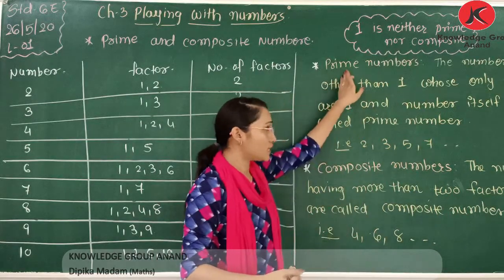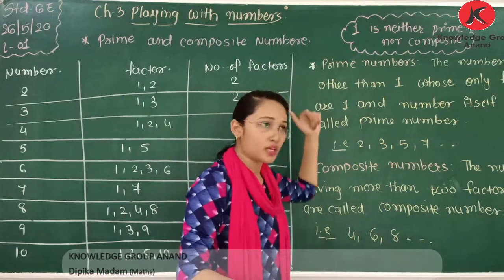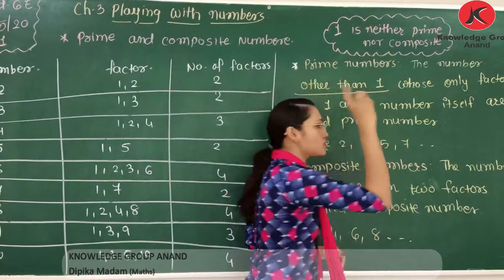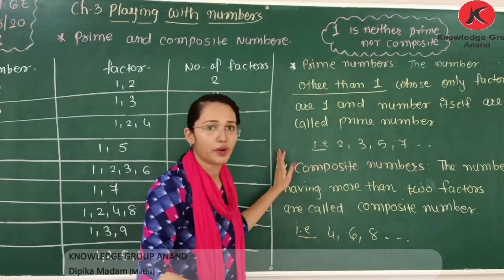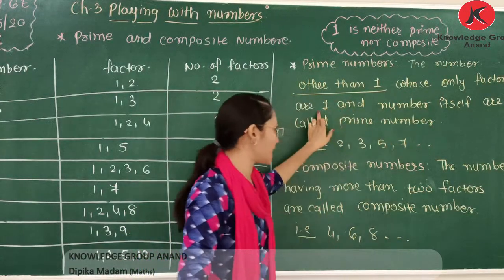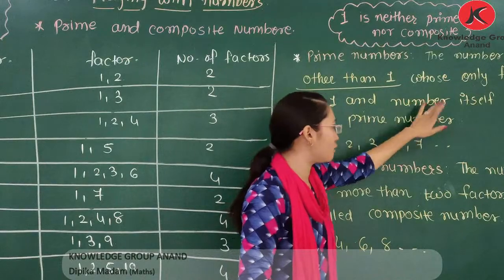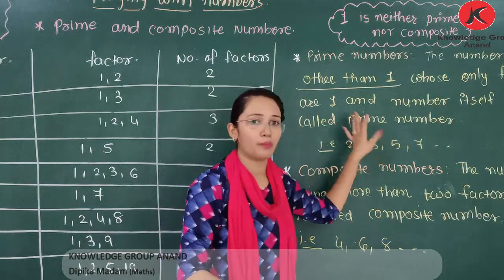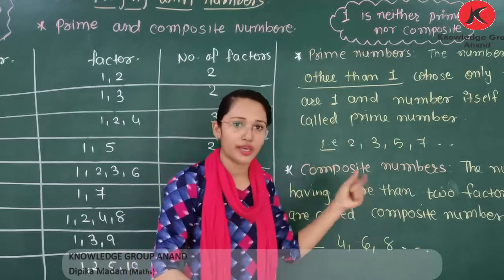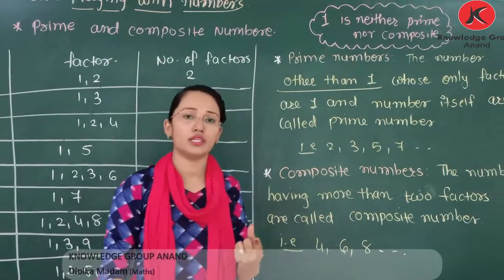So what are the prime numbers from the table? The numbers other than 1. Okay, because 1 is neither prime nor composite, numbers whose only factors are 1 and the number itself are called prime numbers. Prime number means a number that has only two factors, one is 1 and the other is the number itself.